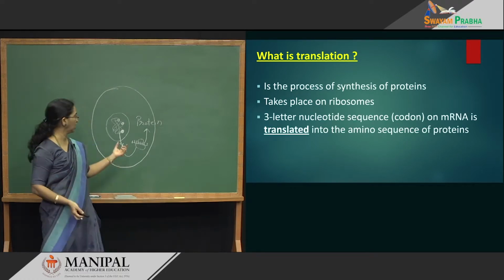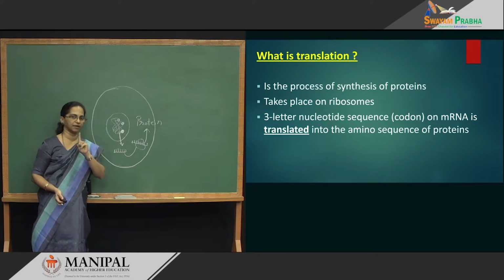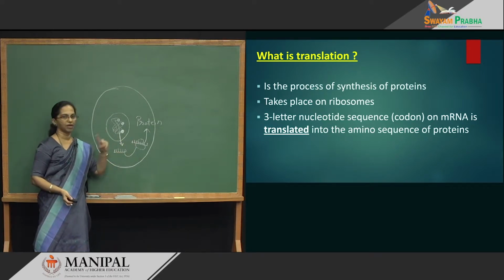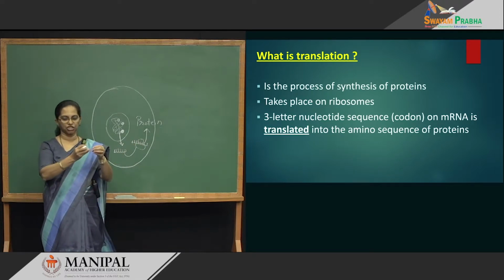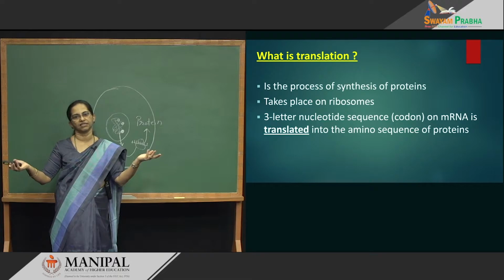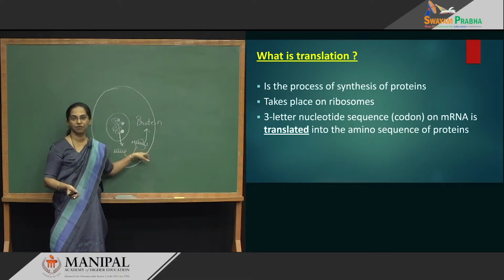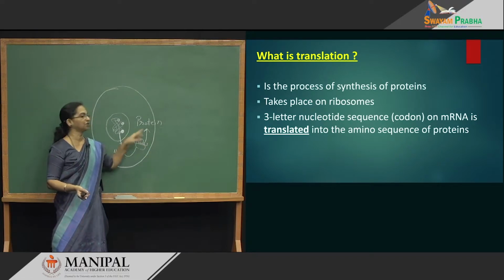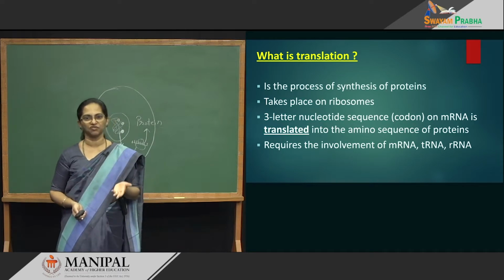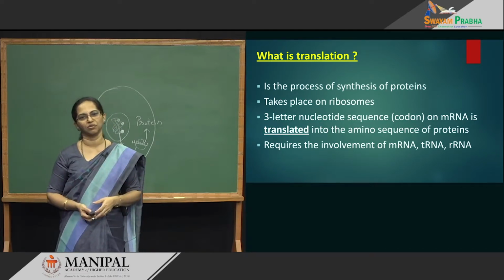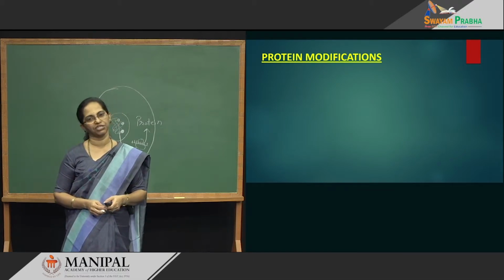There is a 3-letter code here. For every 3 bases, 1 amino acid, remember that. So 1 amino acid, next 3 bases, 1 more amino acid. What is a protein? A chain of amino acids. So the mRNA information is translated, and you get proteins. So you require mRNA, transfer RNA as well as ribosomal RNA. So, let us come to protein modifications.